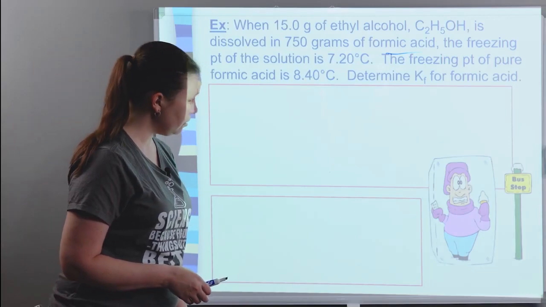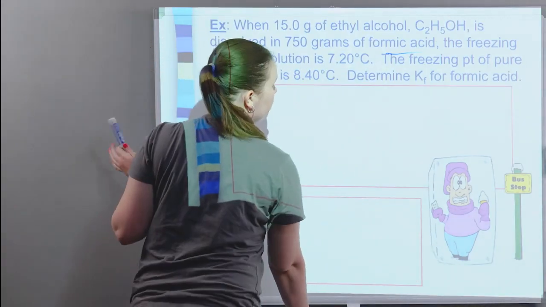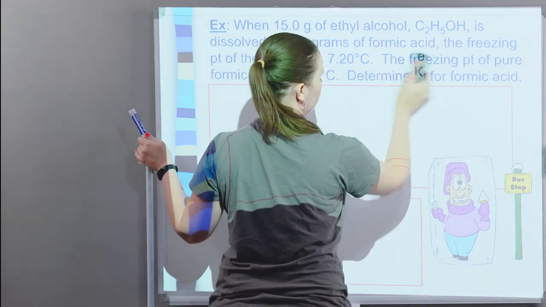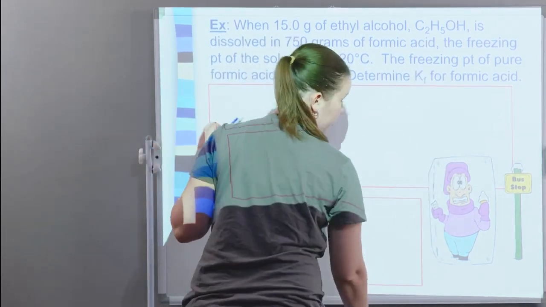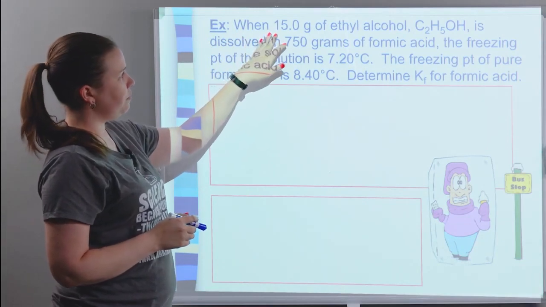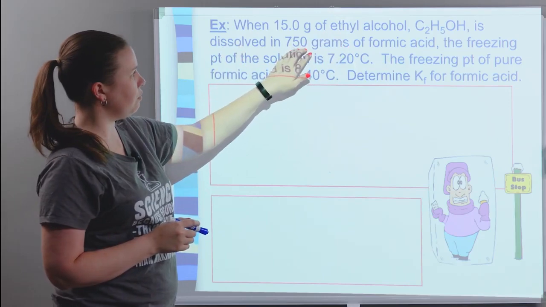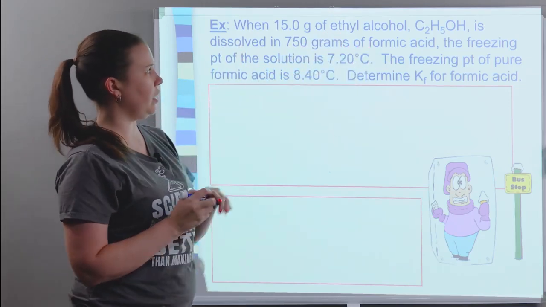All right, let's look at one finally where the solvent is not water. This time we have a solvent of formic acid, actually. So let's look at what it's giving us. We have 15 grams of a substance dissolved in 750 grams of the formic acid.